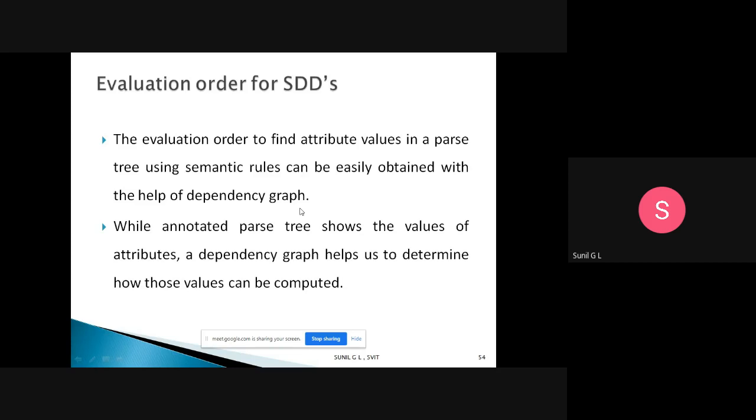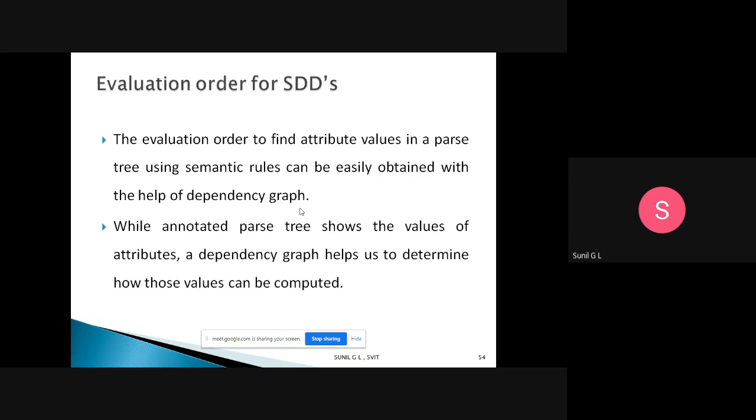Okay, so evaluation order means which attribute value comes first, and then which attribute value comes next, one after the other. To find that, we need one thing, that is the dependency graph. So first we will discuss what a dependency graph is, and after that we will evaluate the order for SDDs.